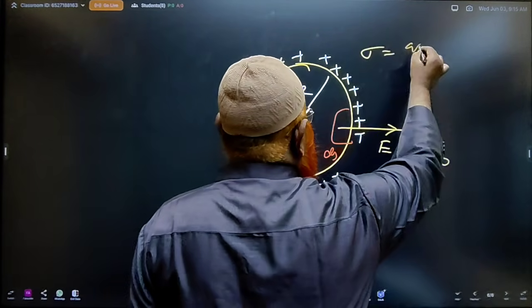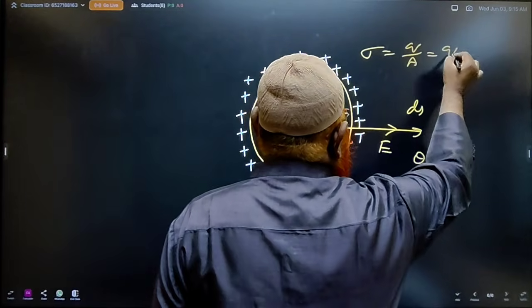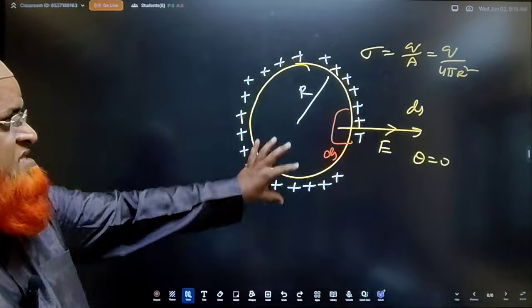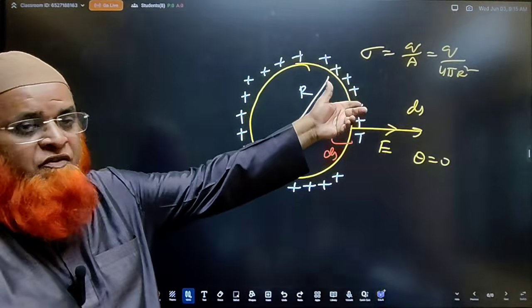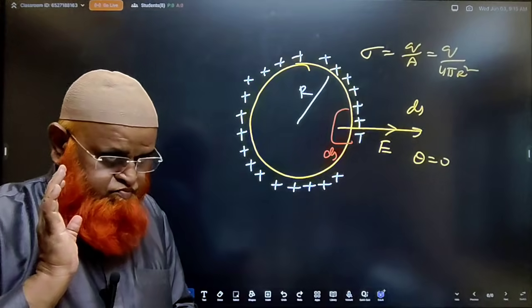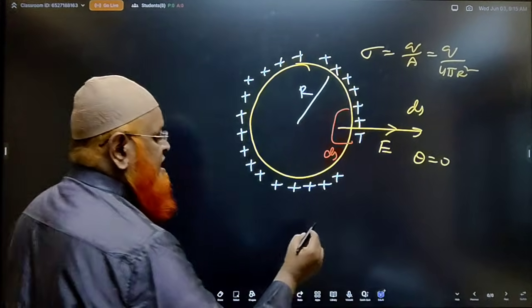Surface charge density is nothing but charge per unit area, but here the surface area is 4 pi r square. Remember this one, because this is a sphere, no? So the surface area of a sphere is 4 pi r square. The volume of a sphere is 4 by 3 pi r cube. You know about this? Yes. So that's it. Now here I am applying Gauss law.